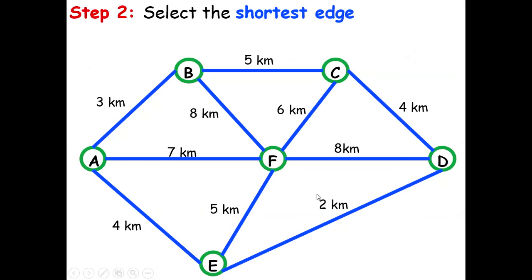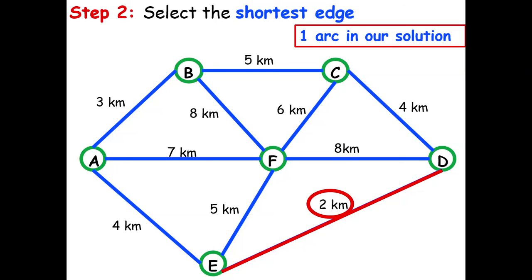Okay, so step 2 says choose the shortest edge. So I look at all of the numbers on there, and there is my smallest at 2 kilometers. So I'm going to draw that arc in, and this is where I would, with my highlighter, go over and highlight that arc and say, right, this is what I'm going to keep. So I'm going to keep the arc between node D and E, because it's the smallest edge. Now I've got 1 arc in my solution, and remember, I'm going to keep adding them until I've got 5 arcs.